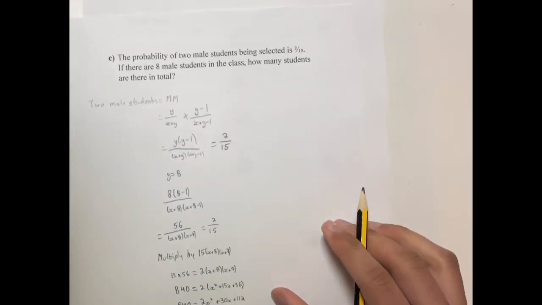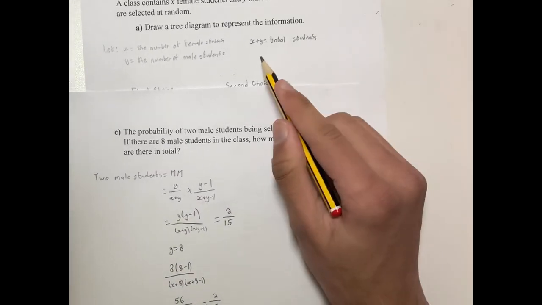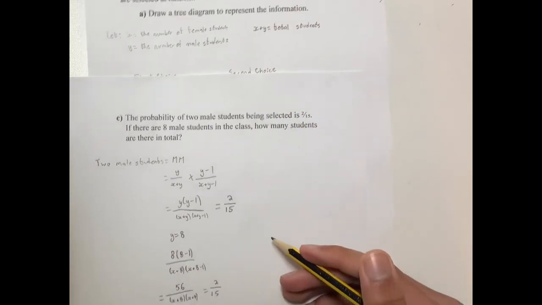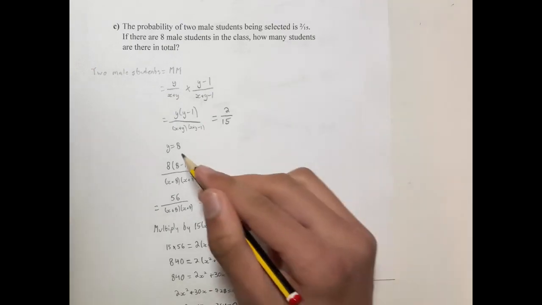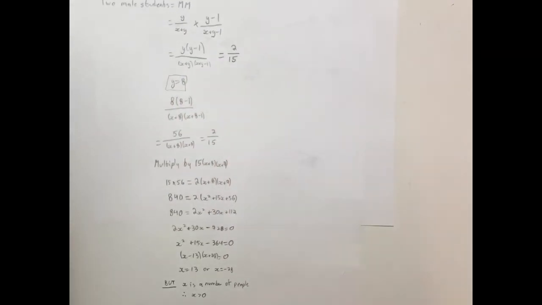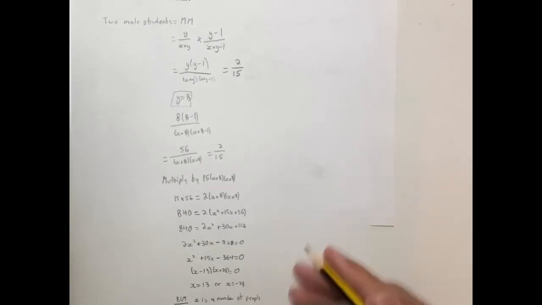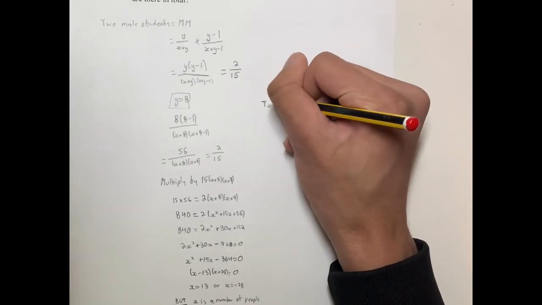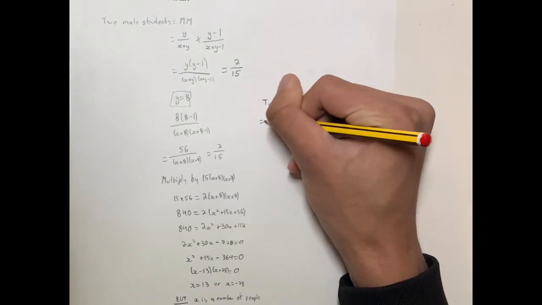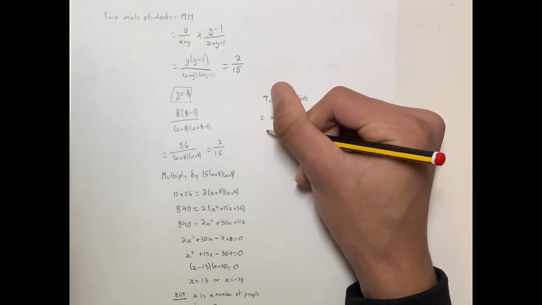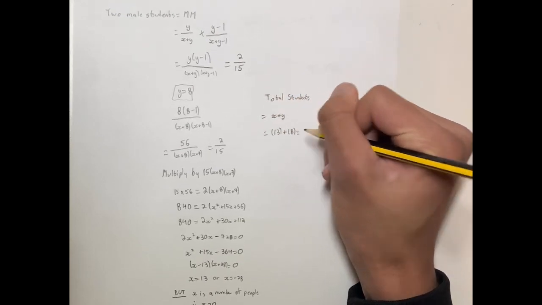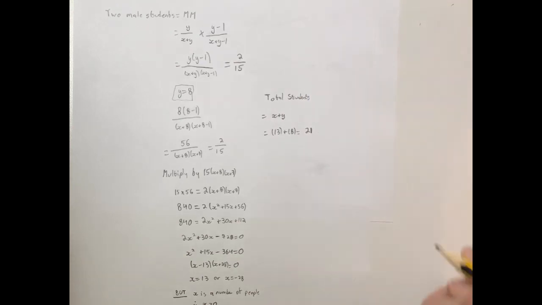At the start of the question, we formed an expression for the total number of students, which was x plus y. And we want to find the total number of students. Now we have a value for y, which is y equals 8 over here, and a value for x, which is x equals 13 over here. So we can write over here, total students equals x plus y, which is 13 plus 8, which is 21. And this is our final answer.